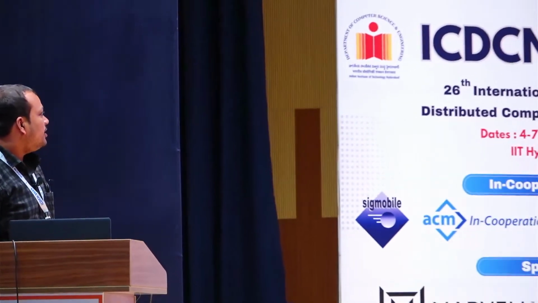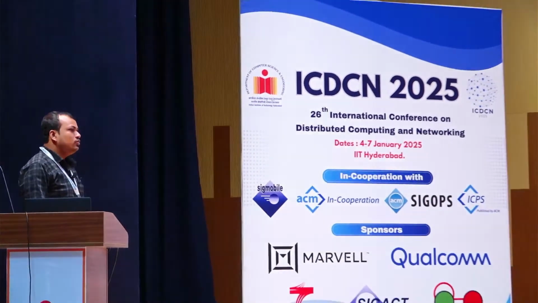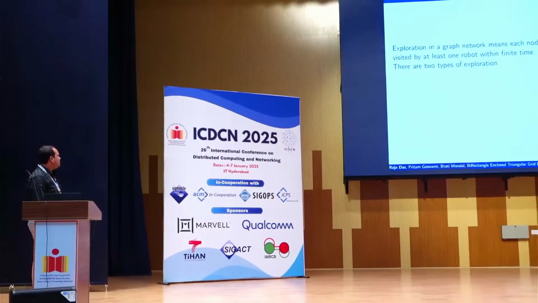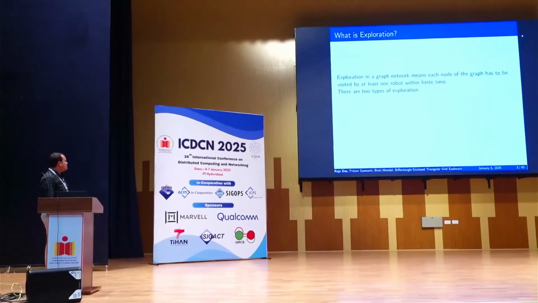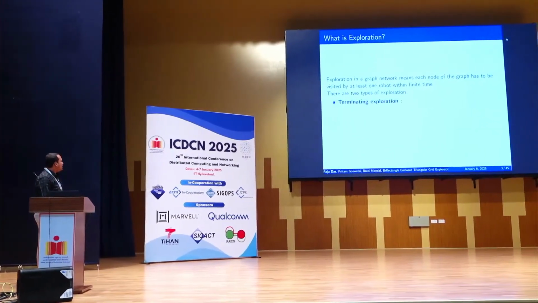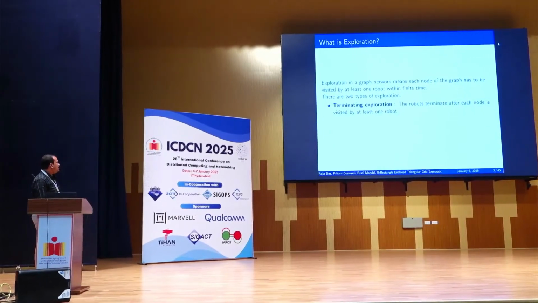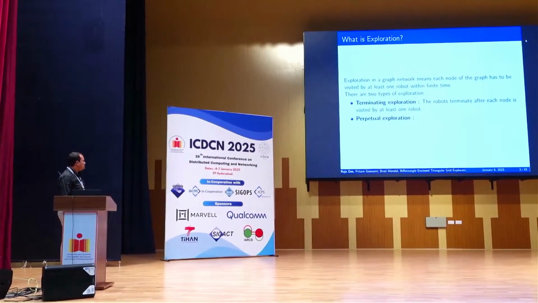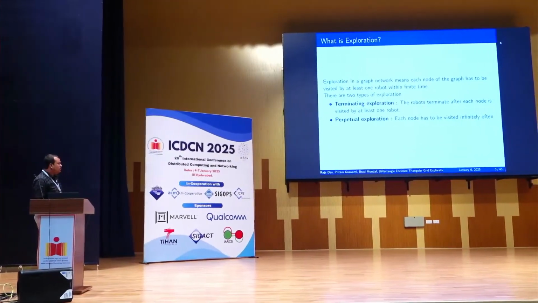This is the outline of the presentation. What is exploration? Next, what is a rectangle enclosed triangular grid? Then the robot model. Then we have 2 algorithms, and after that the conclusion. Exploration in a graph network means each node of the graph has to be visited by at least one robot within finite time. There are 2 types of exploration. One is terminating, where the robots terminate when the exploration is achieved. Another is perpetual exploration, where the exploration continues.